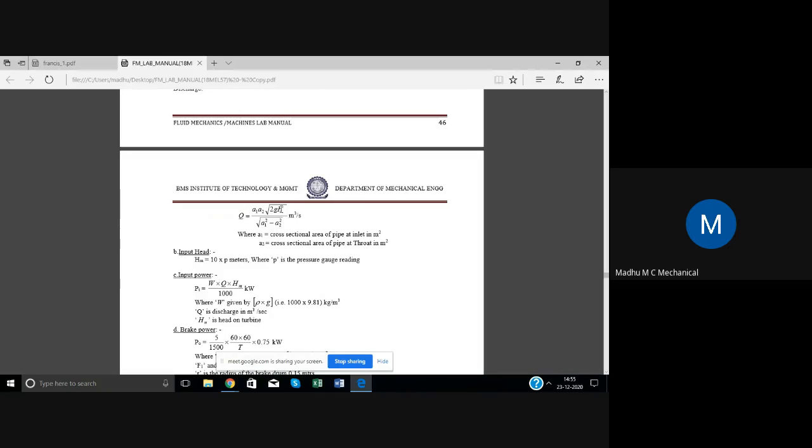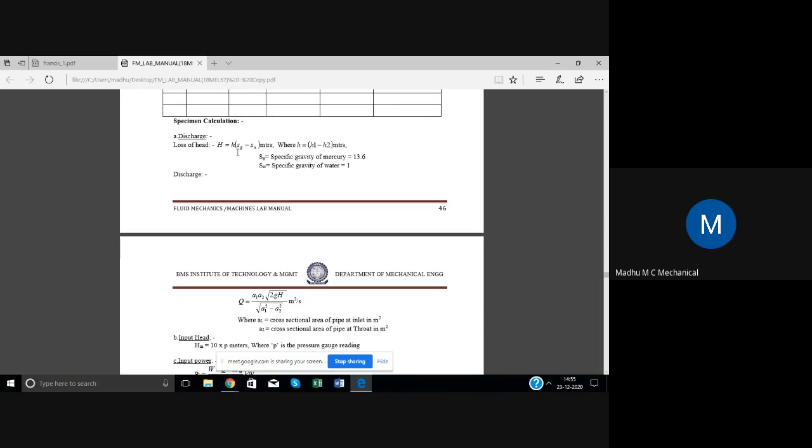See, capital H is different from small h. I think you have taken h1 minus h2. If you take h as the difference of h1 and h2, you need to add it, not subtract. Yes, sir, we added. 0.25 plus 0.75, so it will be 1.0. Correct. Then H into this.